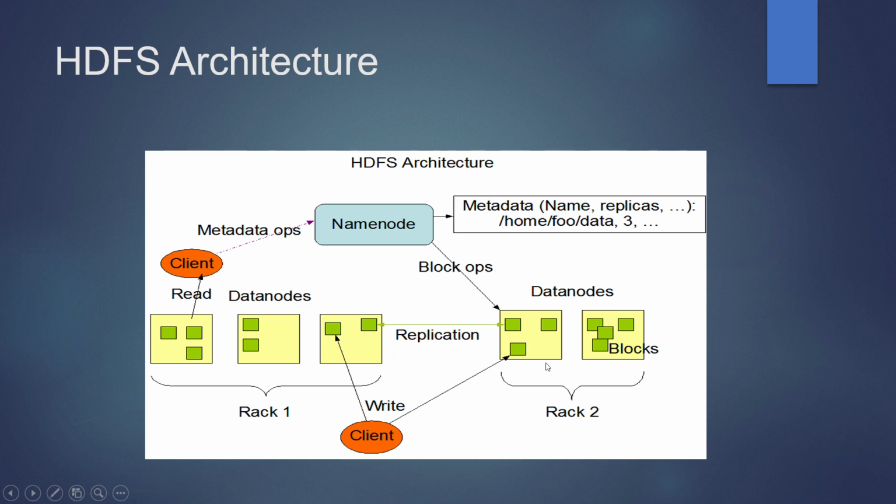If we have a replication of 3, we will have data in 3 nodes. One here, and one here. This is how replication will work. We will see other characteristics of HDFS architecture.